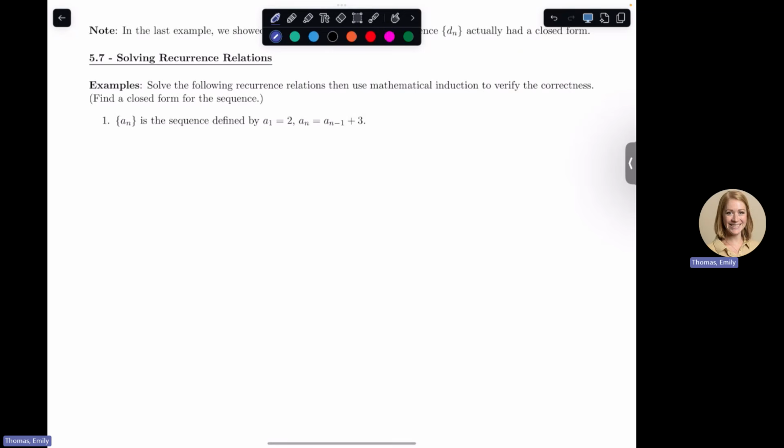But this might be useful to you at some point in your lives. You might do this in Cal 2. I did do this in Cal 2, where I looked at a sequence that was defined recursively and had to come up with a closed form for the sequence. So like where it isn't defined recursively.